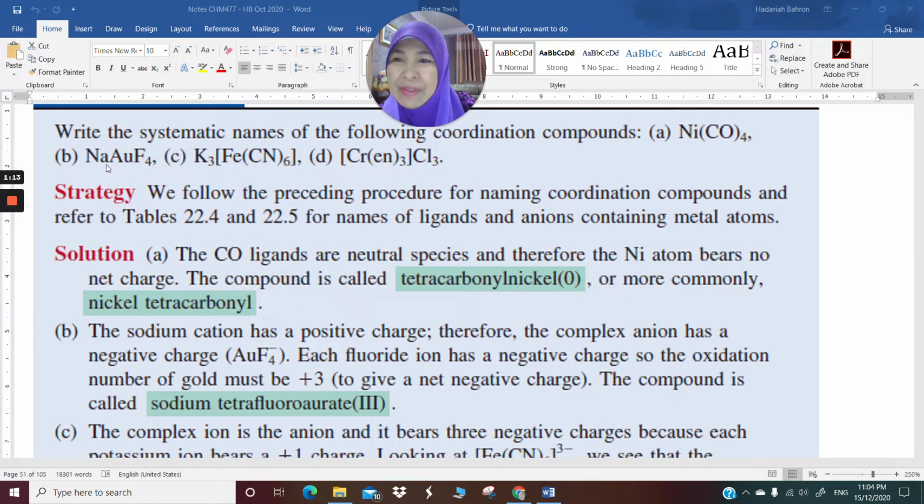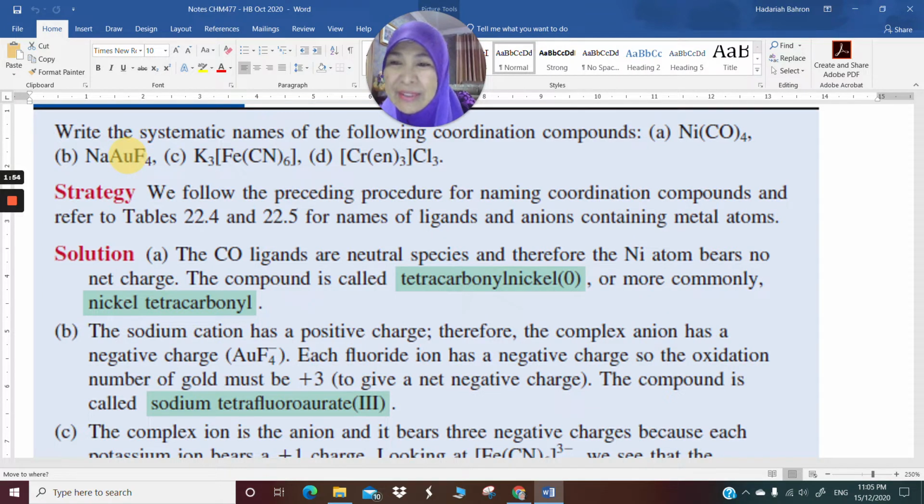In here, you have sodium, gold, and 4 fluoride. So you name the cation first. It is sodium tetrafluoro. Why don't I say tetrafluoride? Because as a ligand, the fluorine must have an O at the end. So fluoride becomes fluoro. So it's sodium tetrafluoroaurate(III). How do I know aurum has an oxidation state of 3?